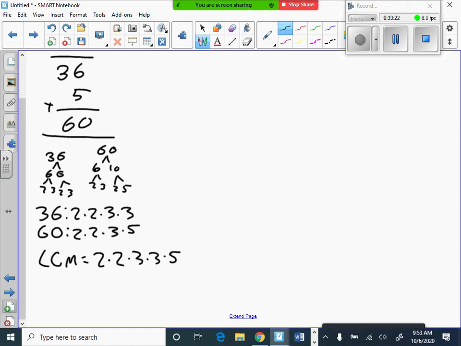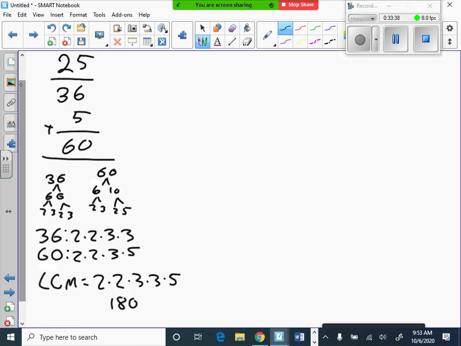2 times 2 is 4. 4 times 5 is 20. 20 times 9 is 180. So my least common denominator is 180. So if I come back up here, this has to be over 180. This has to be over 180.